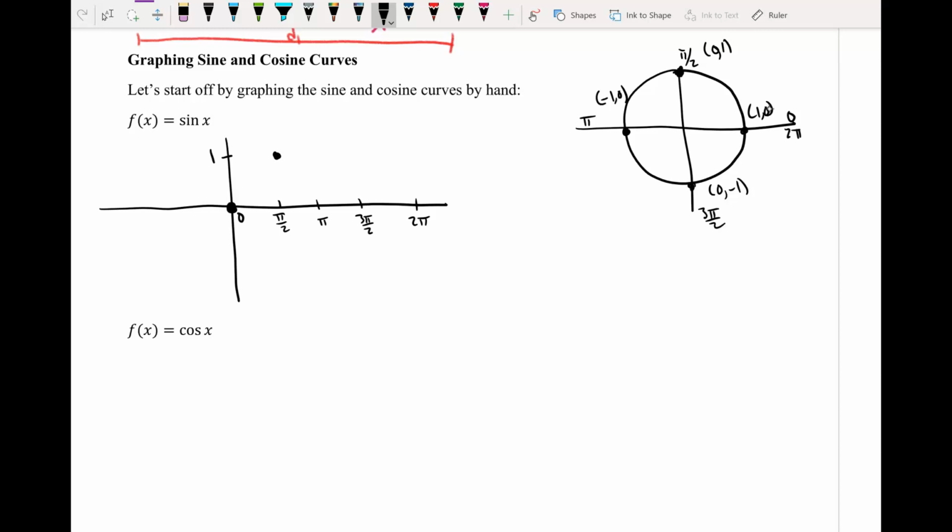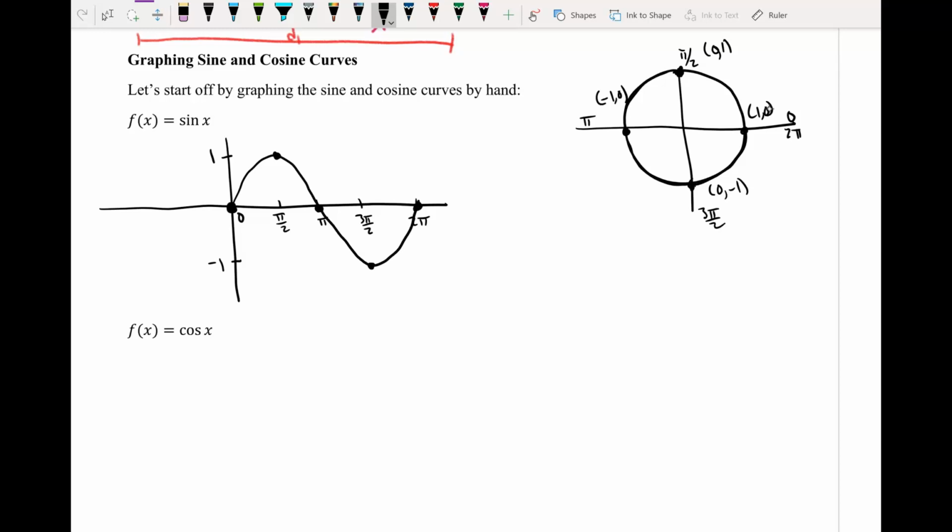Then when we go back to pi, so we circle over to pi, the y value goes back to 0. As we circle down to 3 pi over 2, we go down to negative 1. And then as we go to 2 pi, we complete one whole circle, or one period. So this is basically just smoothing out the graph. This is what one period of the graph looks like.